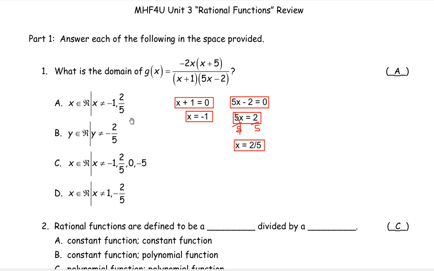So the domain is x is all real numbers such that x can't be negative 1 or 2/5. The factors in the numerator have nothing to do with any restrictions, because if that factor was 0 or this factor was 0, well, the function just equals 0. And that's okay. You just can't have a value of 0 in the denominator because you can't divide by 0.